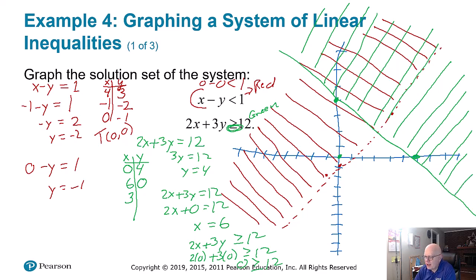Now I'm going to sneak back here and change the color again, and this time I'm going to use a highlighter. And what I'm going to do is where there are red lines and green lines, I'm going to shade that in. So I hope you can see this. This is the area that is in both those regions. This is the solution set, the graph of the solution set for that system of inequalities. And there you go.